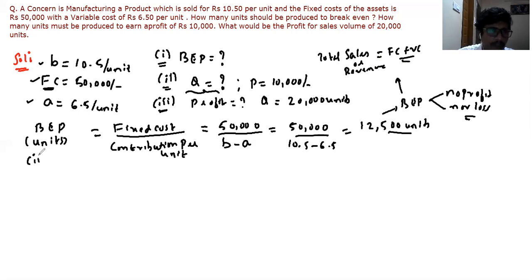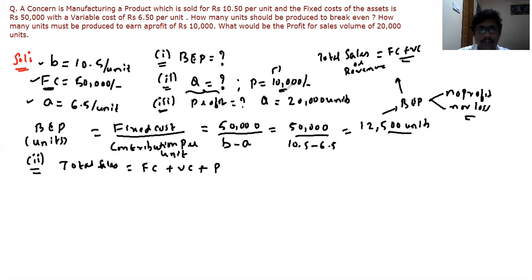So let's look into the second part of the question. To get a profit of 10,000 rupees, how many products we need to produce? So we know that the total sales or total revenue which we get is equal to fixed cost plus variable cost plus profit. For one unit, the revenue obtained is 10.5 rupees. For Q units, it is 10.5 into Q, equal to 50,000 plus, for producing one unit, the variable cost is 6.5. For Q units, it will become 6.5 into Q plus the profit which we must get is 10,000.